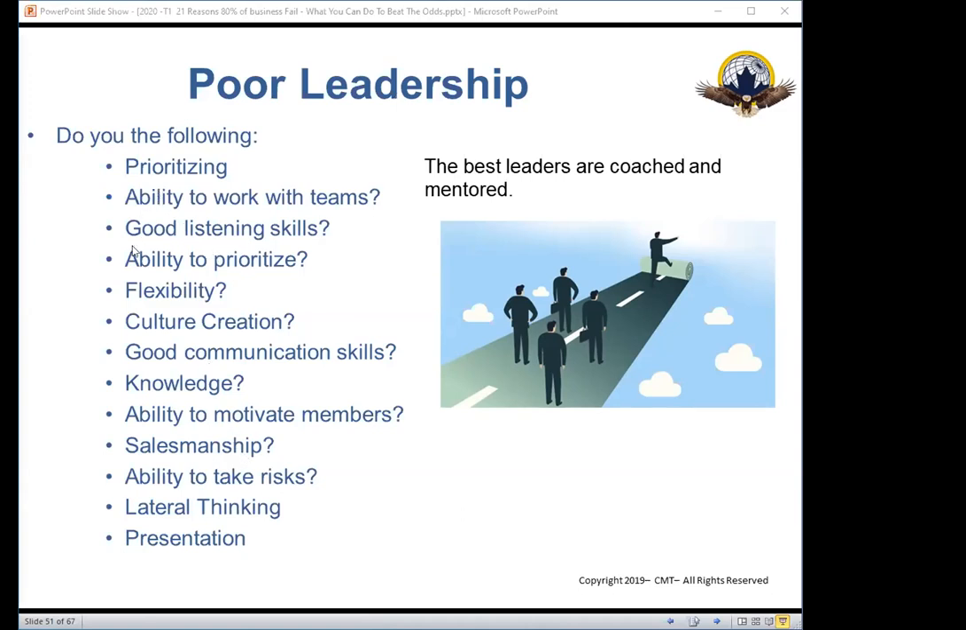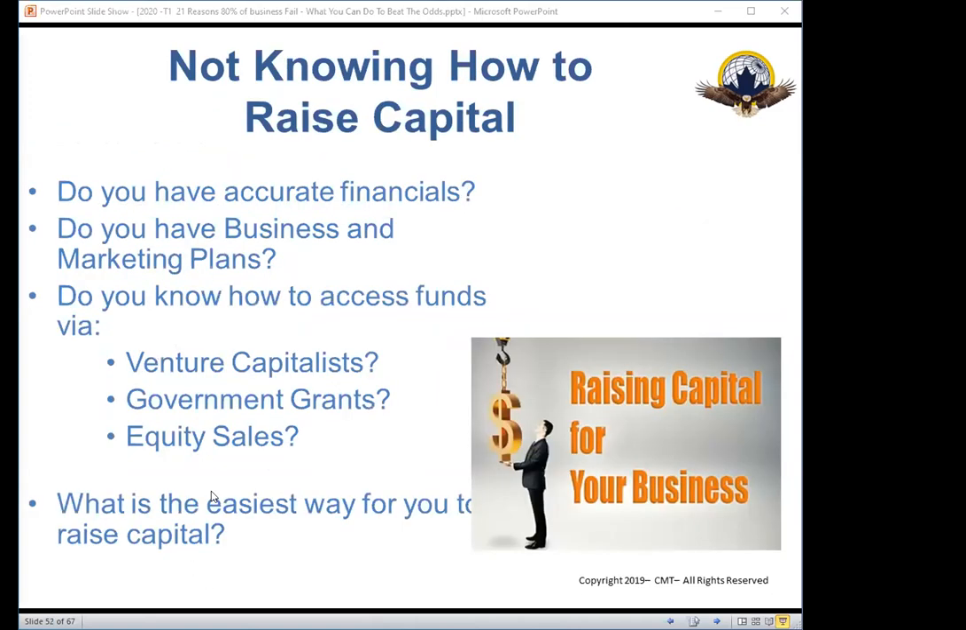So ability to work with teams, good listening skills, the ability to prioritize, flexibility, culture creation, good communication skills, knowledge, the ability to motivate members, salesmanship, the ability to take risks, lateral thinking, and presentation skills. And this alone takes a lifetime to develop. You've got to start developing it. If you haven't read The 1 Minute Manager, that's probably a really good one to read. I think I have a book report on that one. You guys can ask me for that if you want to reach out. We'll see who reaches out for that.